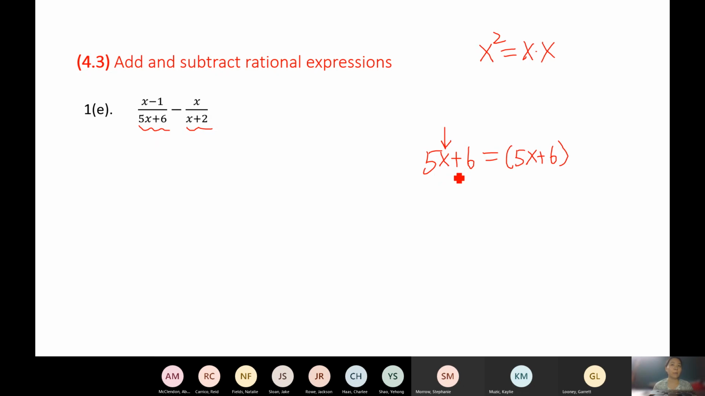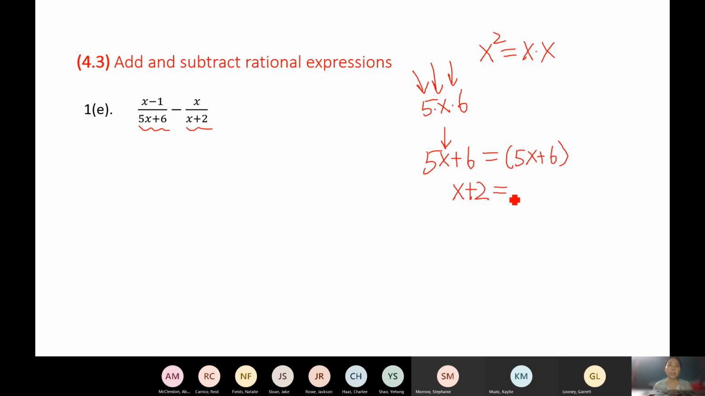Only itself, and only one and itself, okay? Don't say 5 goes in here. No, 5 doesn't go in here. If I change this plus to multiplication, you can say 5 goes into this, x goes into this, 6 goes into this. But with the plus sign here, nothing goes in here except 1 and itself, 5x plus 6. So that's something you've got to remember.